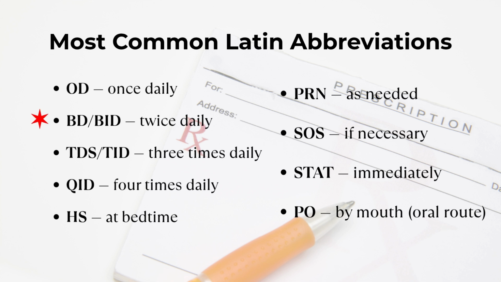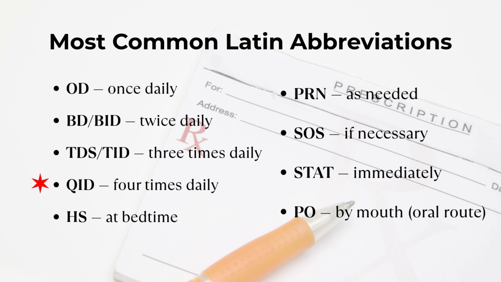BID comes from bis in die, meaning twice daily, typically about every 12 hours apart. For example, an antibiotic might be dosed BID to keep blood levels steady. TID, or ter in die, means 3 times daily, roughly every 8 hours. Common with pain medications or short-acting antibiotics.